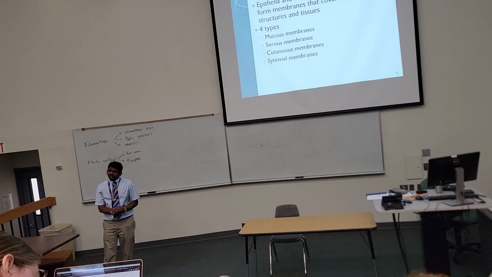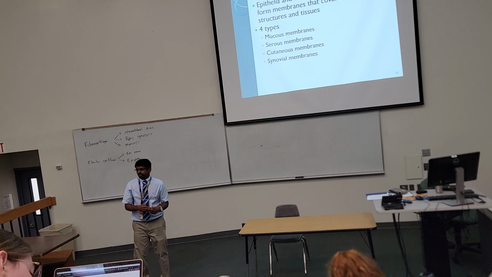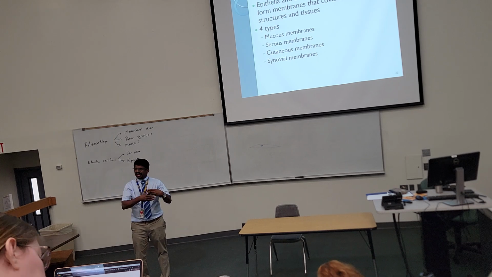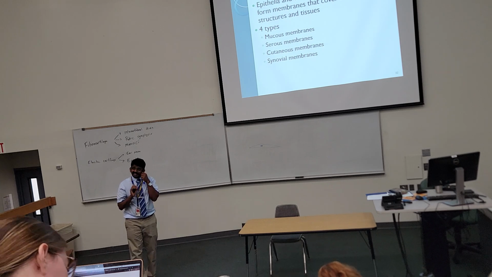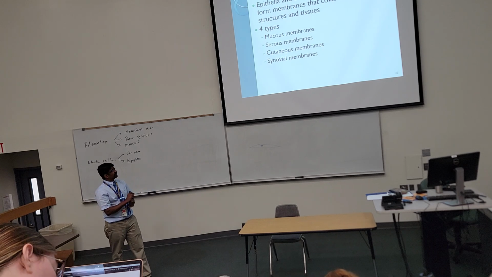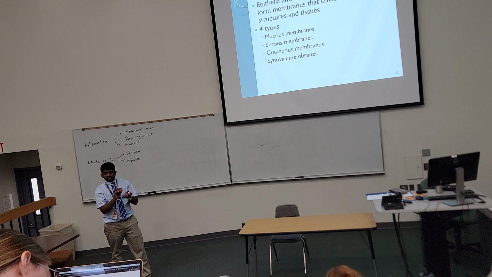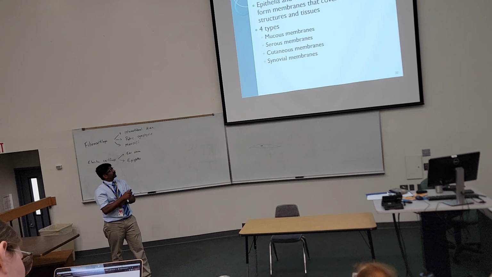Next, we're going to talk about what are called membranes. So here, membranes, we have epithelium and connective tissue forming a unit. Most books at least have 3. Our book describes a 4th. I'll tell you why and why some books do not have that.